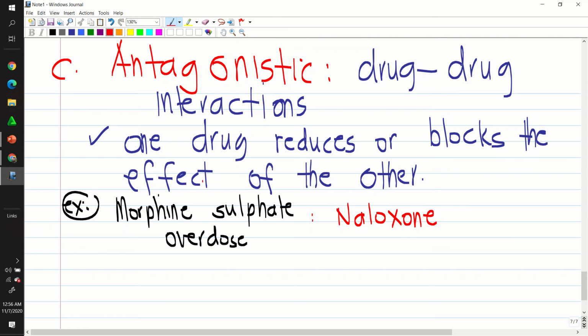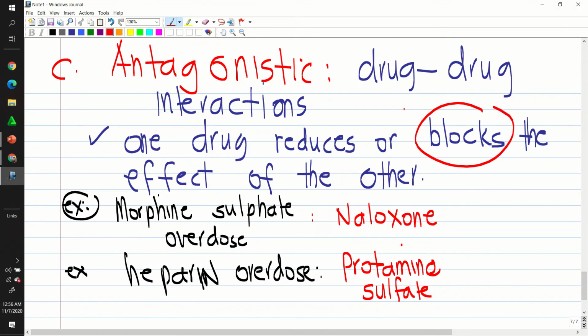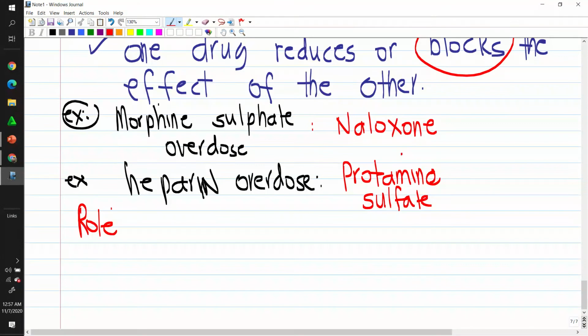Another example, class. In cases of your heparin overdose, what is the antidote of your heparin? You will expect that the physician will order protamine sulfate. Why do you give protamine sulfate? It is given in order to block, to reduce the effect of your heparin. So your role as a nurse is very, very important.